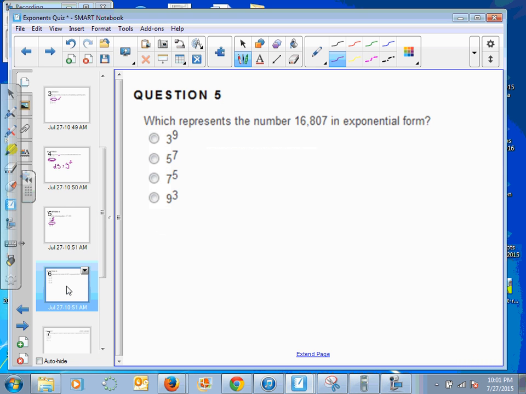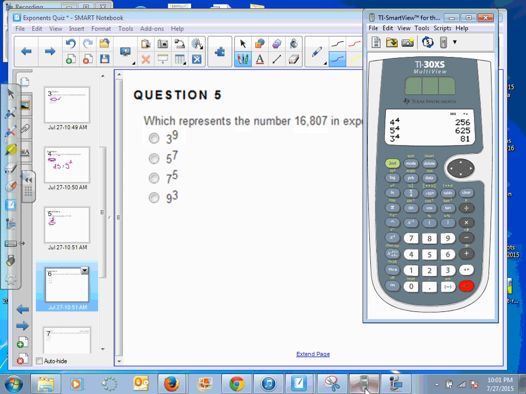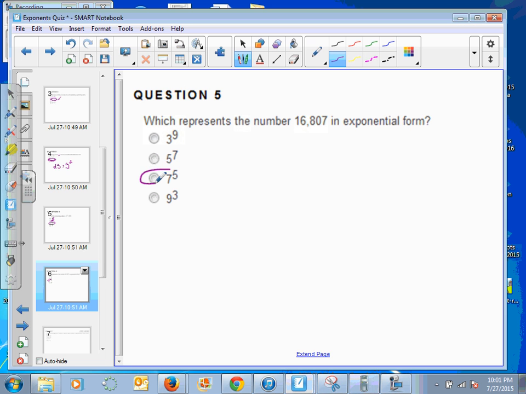All right, which number represents 16,807 in exponential form? Pretty simple. We're just going to try a few things here. Let's go 3 to the ninth. No, that's not it. 5 to the seventh. No. 7 to the fifth. There we go. 7 to the fifth gives us the 16,807 that we're looking for.